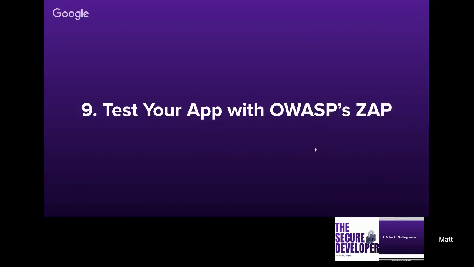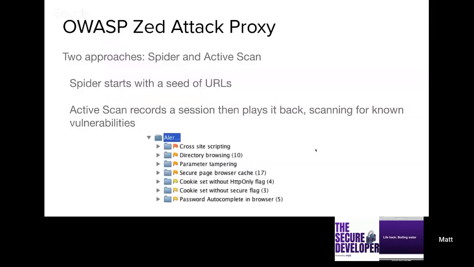It's just a demo. So OWASP Zap is a security tool that performs penetration testing against your live application at runtime. It's very popular. It's got over 5,000 stars on GitHub, and it's open source, and it basically has two approaches. You can do a spider scan or an active scan. With a spider scan, you basically give it a seed of URLs, and an active scan actually records a session and plays it back, scanning for known vulnerabilities.